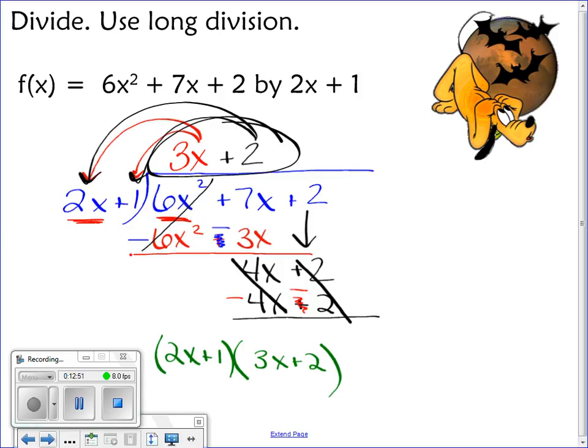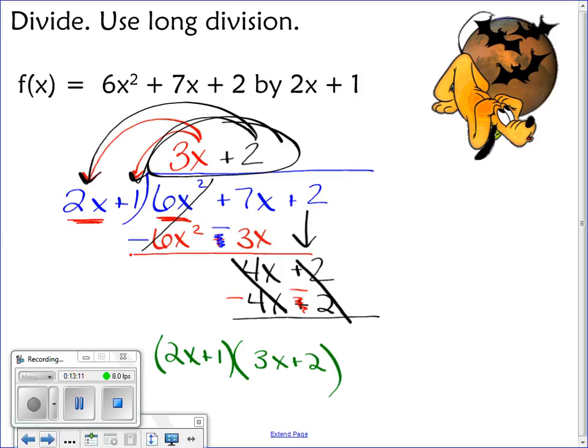Next week, we'll start looking at more of that. This week, we're just dividing. And I'm going to ask you, though, is it a factor? Was 2x plus 1 a factor of 6x squared plus 7x plus 2? Did it divide nice and pretty? Yeah, so it was a factor. That'll be an easy point right there.